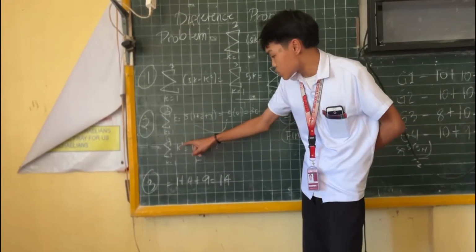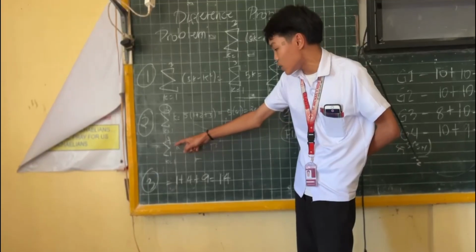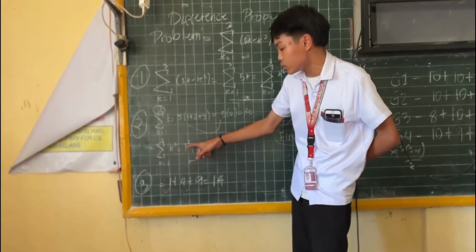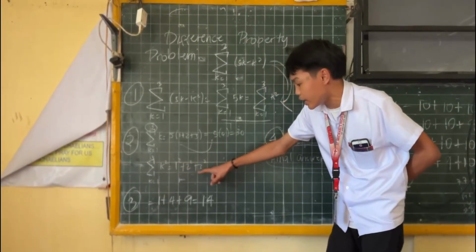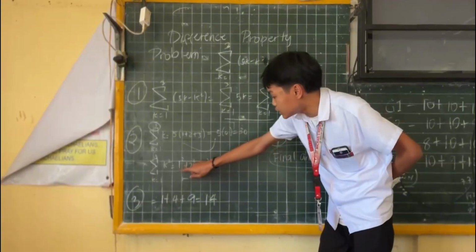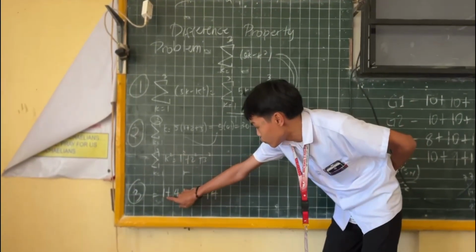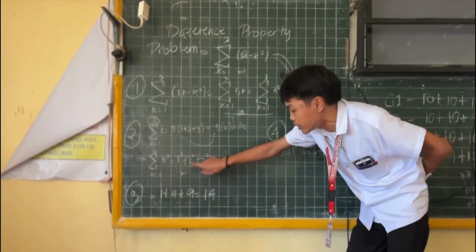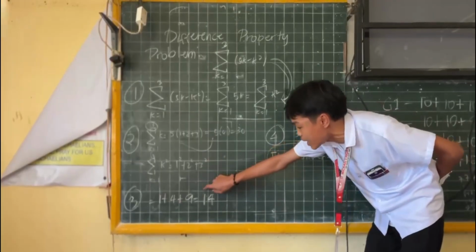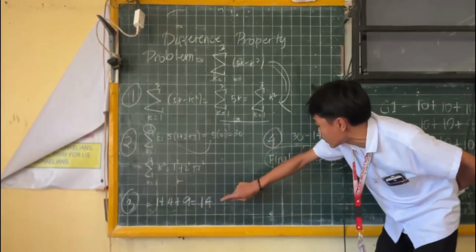But in step 3, we need to do a squared. So k squared, where k equals 1. So we need to do 1 squared, 2 squared, and 3 squared. The answer of 1 squared is 1, the answer of 2 squared is 4, and the answer of 3 squared is 9. So 1 plus 4 plus 9 equals 14.